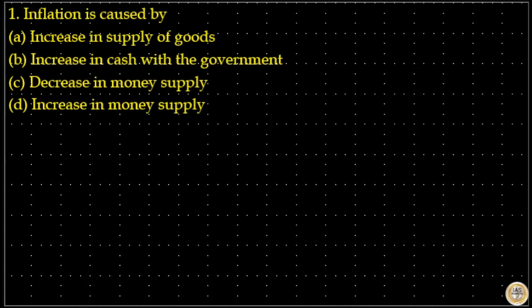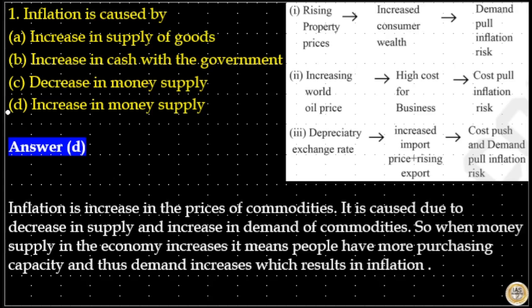Our first question is, inflation is caused by increase in supply of goods, increase in cash with government, decrease in money supply, increase in money supply. Here answer to this question is option D, that is increase in money supply. Inflation means increase in price of commodities. It is caused due to decrease in supply and increase in demand.